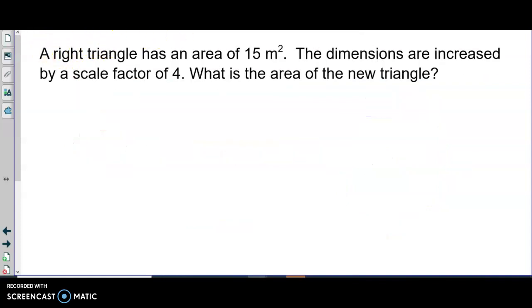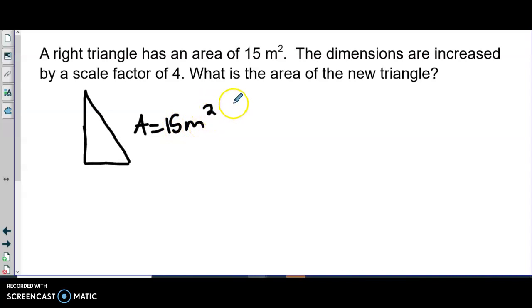So let's look at the area. A right triangle has an area of 15 meters squared. So we have a right triangle. I don't really have to draw it, but the area is 15 meters squared. The dimensions are increased by a scale factor of 4. So we are making it 4 times bigger. What is the area of the new triangle? So in this case, we're dealing with area, which is meters squared.